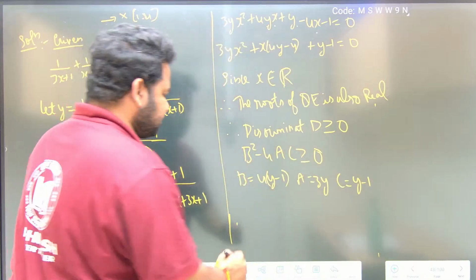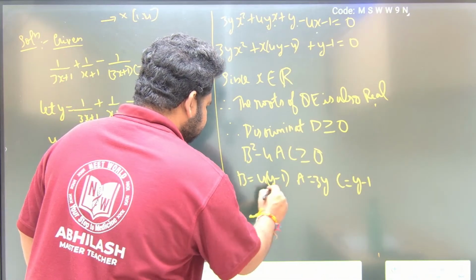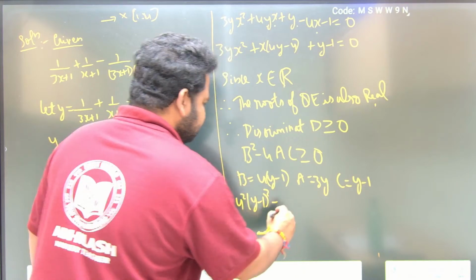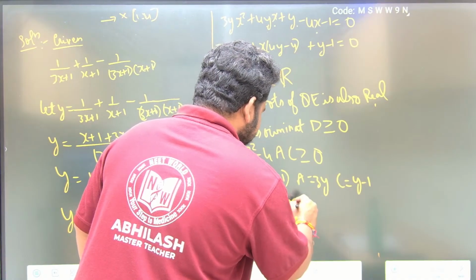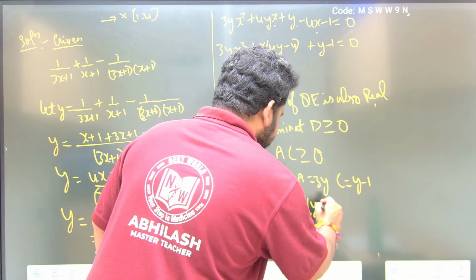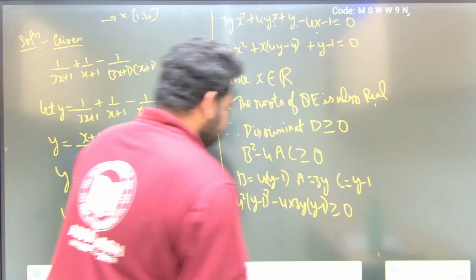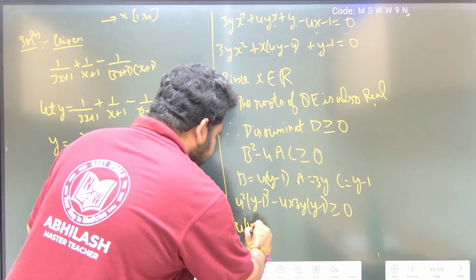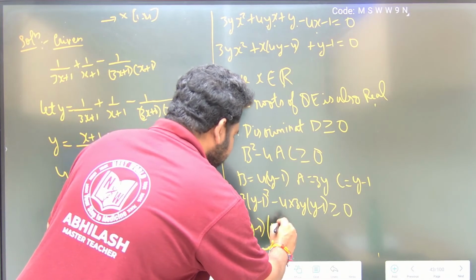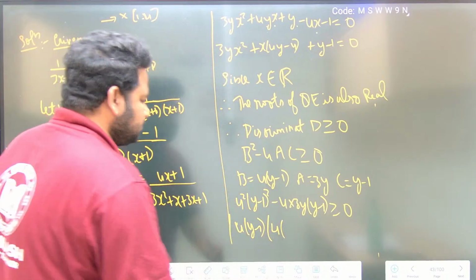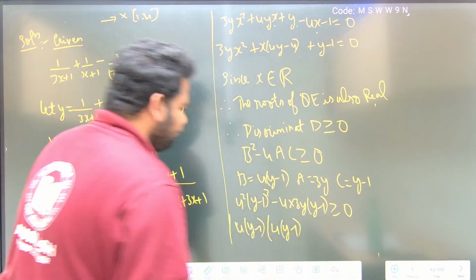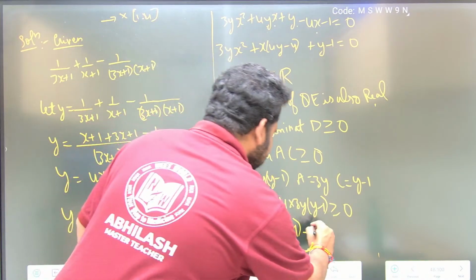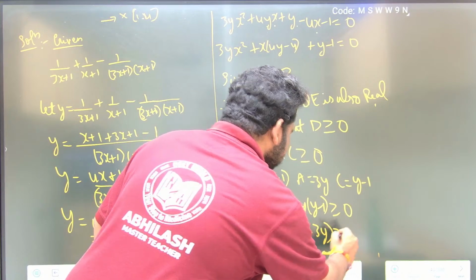B square minus 4ac now we will do. This will become 4 square into y minus 1 whole square minus 4 into 3y into y minus 1, is greater than or equal to 0. What I can do? 4 into y minus 1, I can take common. If I take common, I will have 4 into y minus 1 here, minus 3y, is greater than or equal to 0.